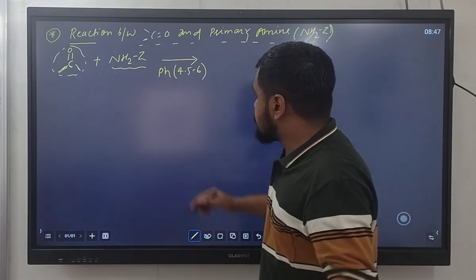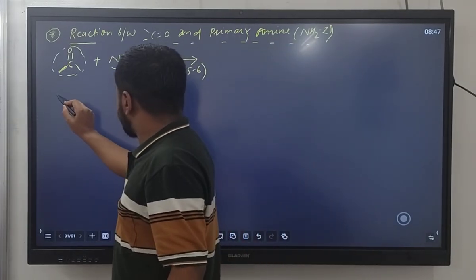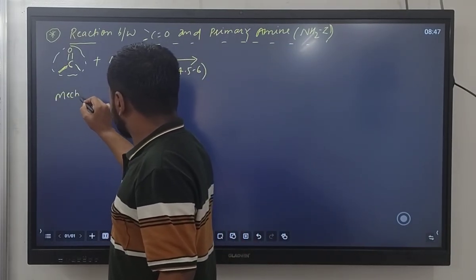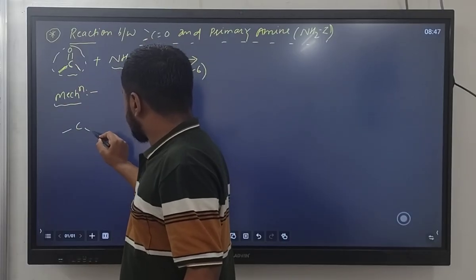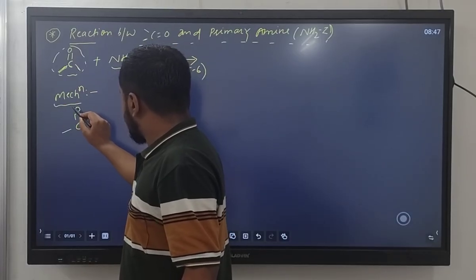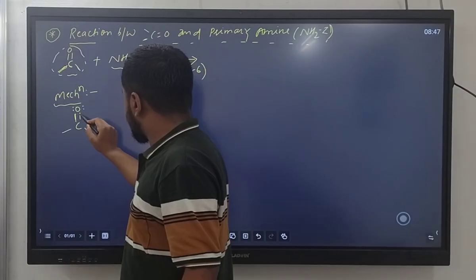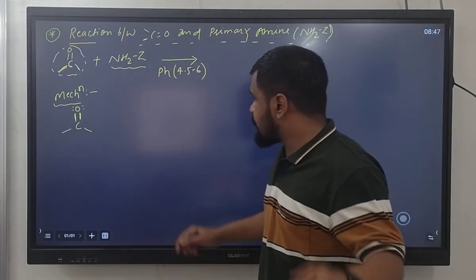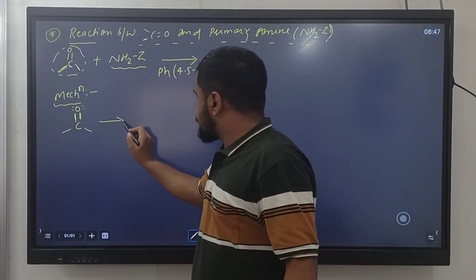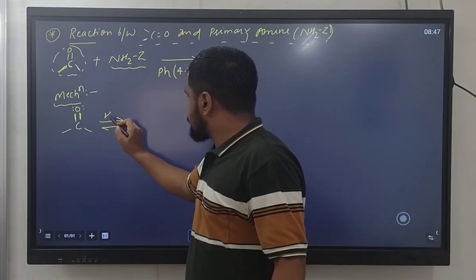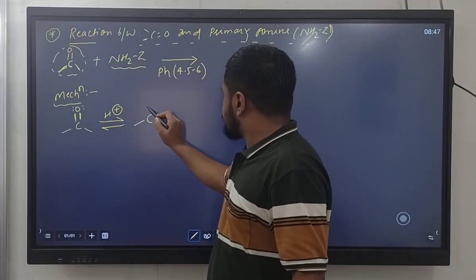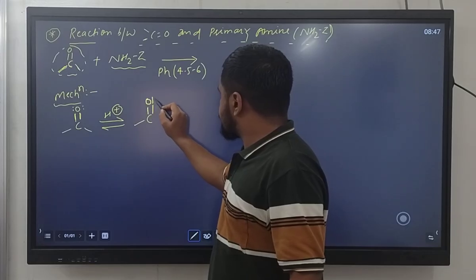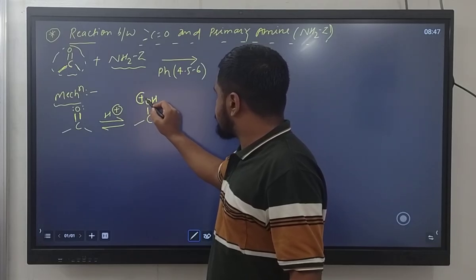Let's see the mechanism. This is the carbonyl; here oxygen has two lone pairs. It is protonated by H plus, so this gets OH positive.